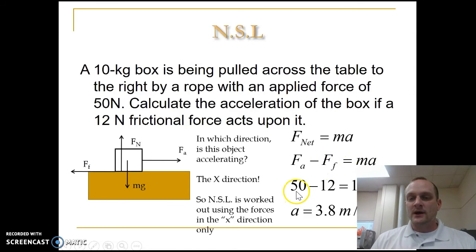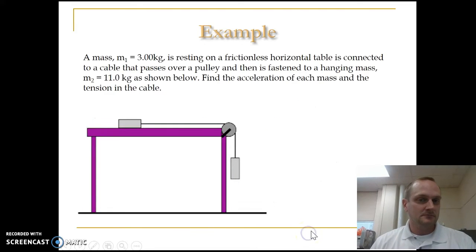Then I can plug in my numbers, right? I know the applied force is 50 newtons. I know the frictional force is 12 newtons. And I know the mass was 10. From there, I solve for a, and I find out that the acceleration is going to be 3.8 meters per second squared.